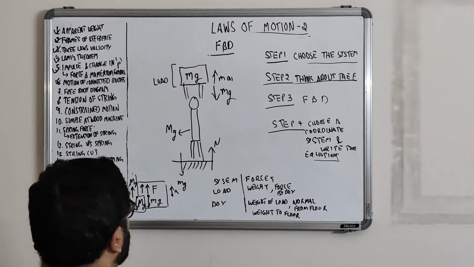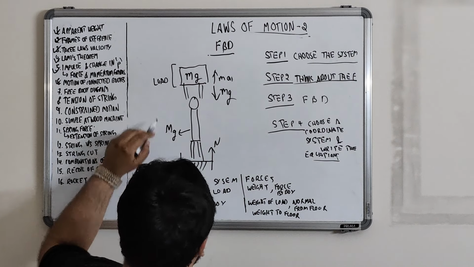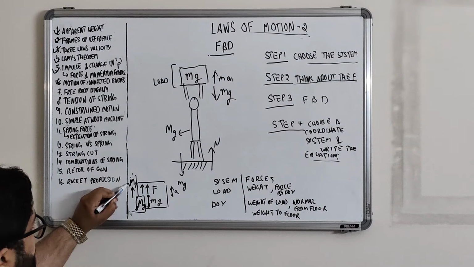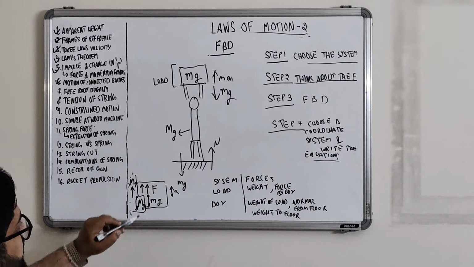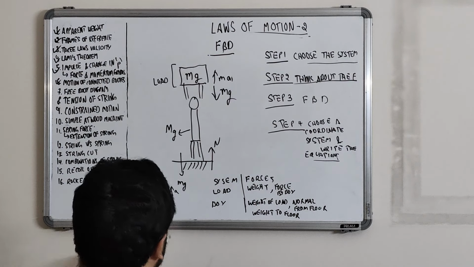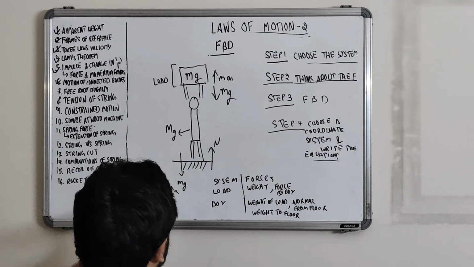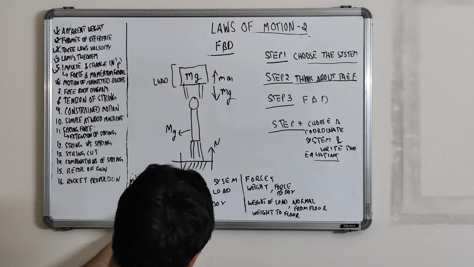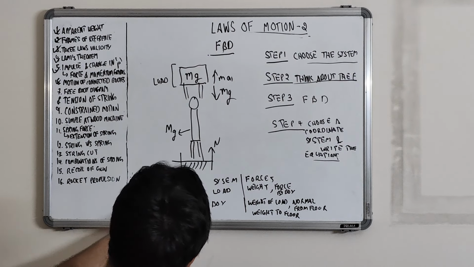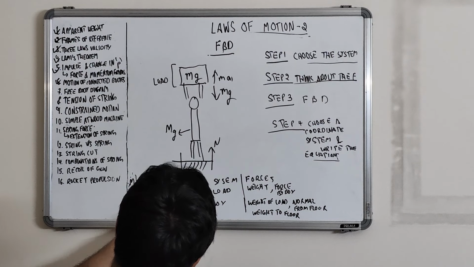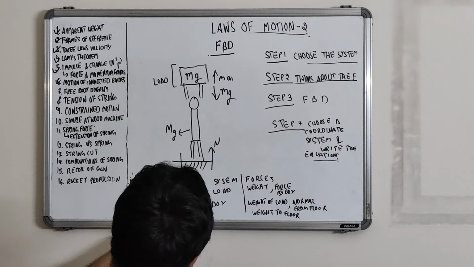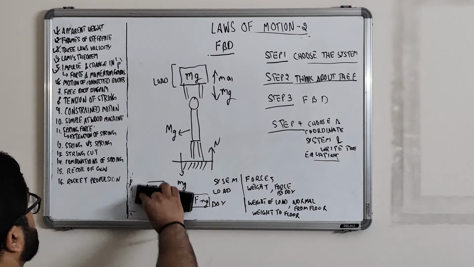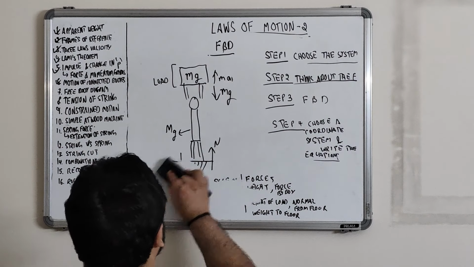Okay, so the boy is not moving himself, therefore the normal reaction and the weight get cancelled out, and at the end what we get is acceleration upwards of the load, not the boy. So acceleration upwards, we again get ma is equal to F minus mg, same thing. Okay, so that's how you make a free body diagram.